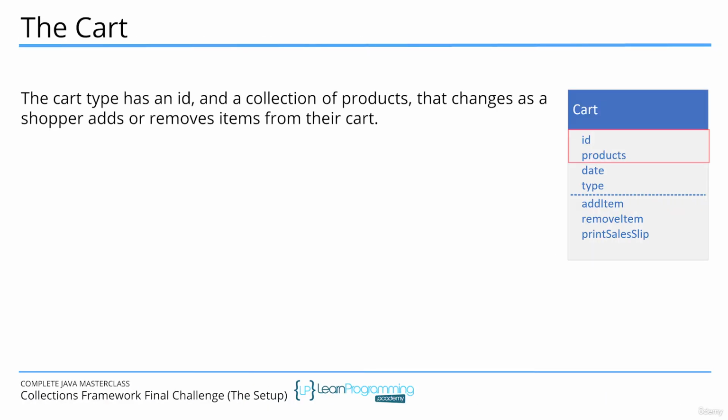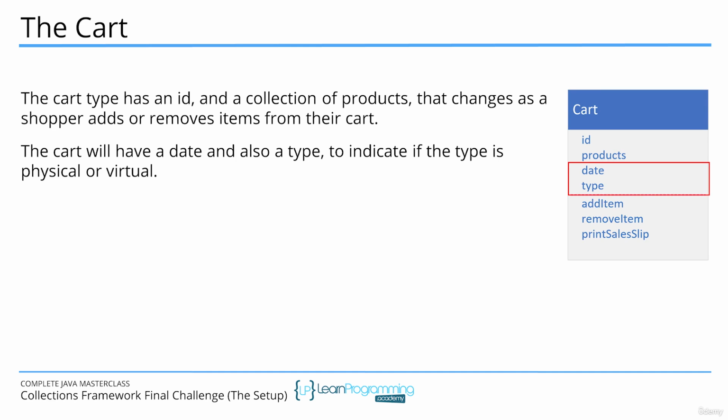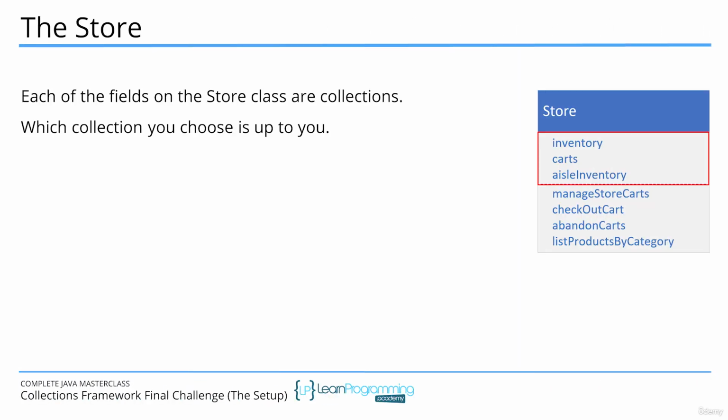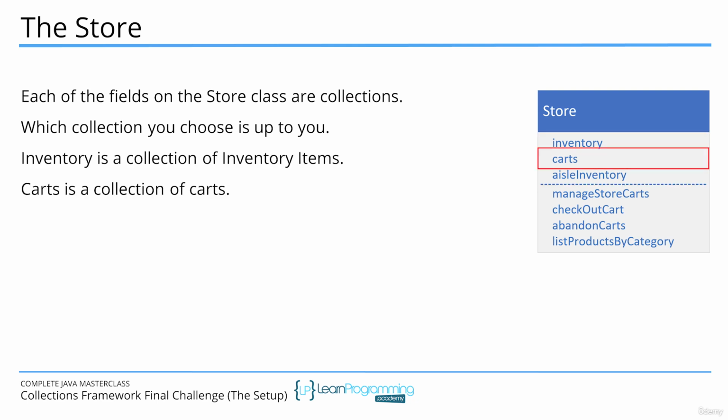The cart type has an ID and a collection of products that changes as a shopper adds or removes items from their cart. The cart will have a date and also a type to indicate if the type is physical or virtual. Each of the fields on the store class are collections. Which collection you choose is up to you. Inventory is a collection of inventory items. Carts is a collection of carts.